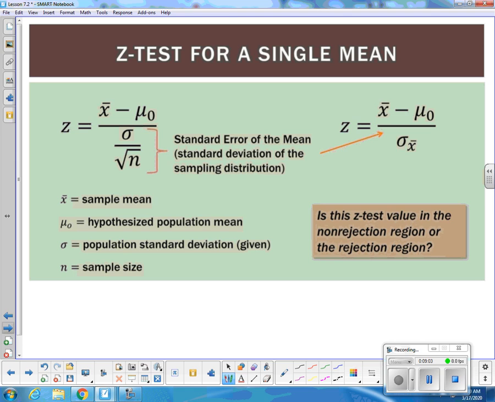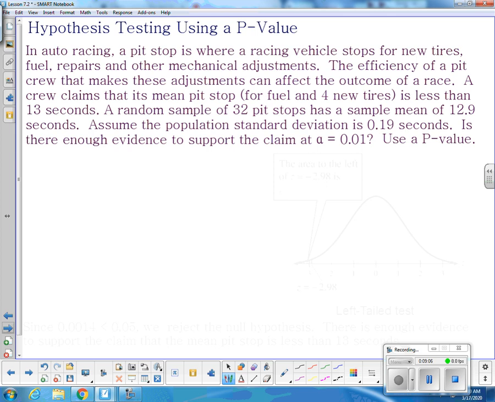So here we go. Let's try. Auto racing, a pit stop is where a racing vehicle stops for new tires, fuel, repairs, and whatever. The efficiency of a pit stop crew that makes these adjustments can affect the outcome of a race. A crew claims that its mean pit stop for fuel and for new tires is less than 13 seconds. So that is its mean, or its claim. A random sample of 32 pit stops has a sample mean of 12.9 seconds. Assume the population standard deviation is 0.19 seconds. Is there enough evidence to support the claim at a 1%? Use p-value. So we have our claim written mathematically.